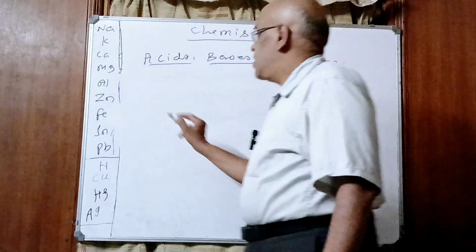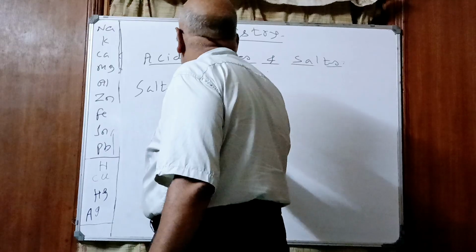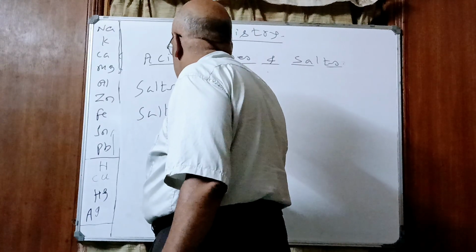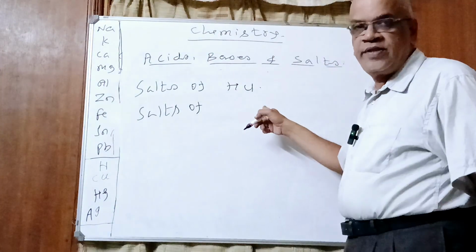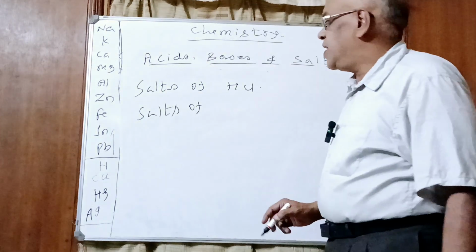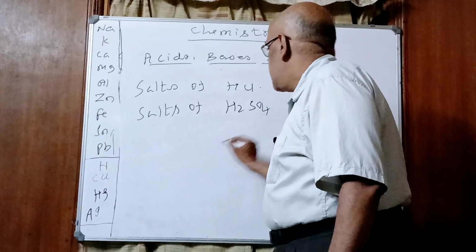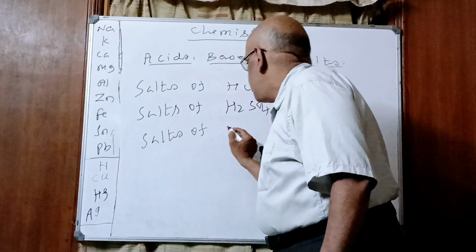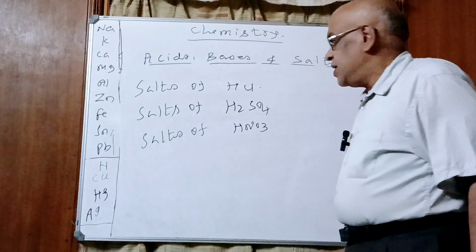Yes or no, children? Now, salts are formed from acids. Salt has two parents, an acid and a base. Salt is a baby formed from two parents, acid and base, father and mother. Salts of HCl. Salts of H2SO4. Then salts of HNO3.